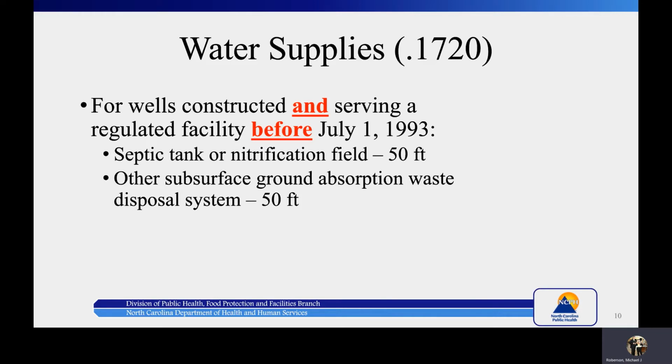Okay, so keep that in mind. These are the things that we're going to be looking for, these facilities only. So again, the facilities that were permitted or regulated prior to July 1st, 1993, and with a well that was constructed prior to July 1st of 1993. These are the two setbacks that we're going to be looking for.